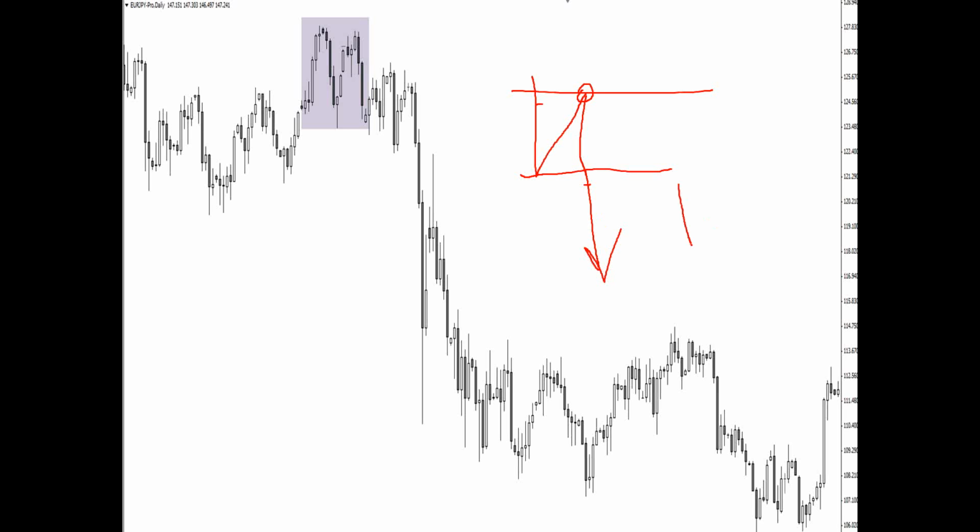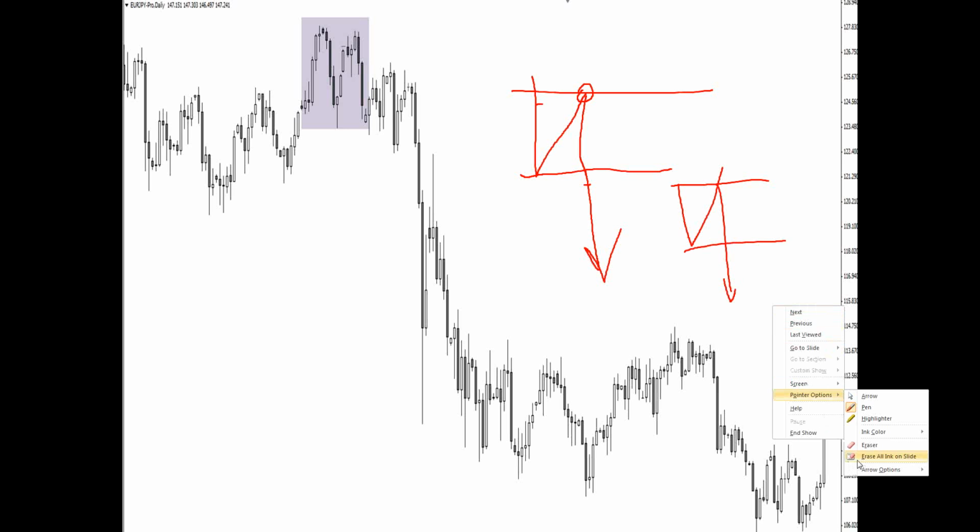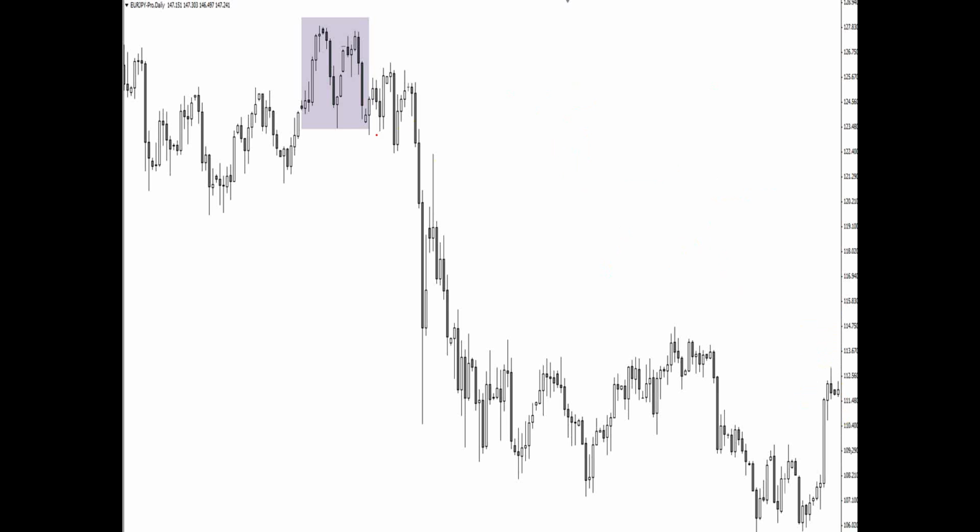So this usually means with a proper retest that the price will continue to break down the lows. And we could see it here in this example. This low was broken, the price retested this low, proceeded to go down from this point.